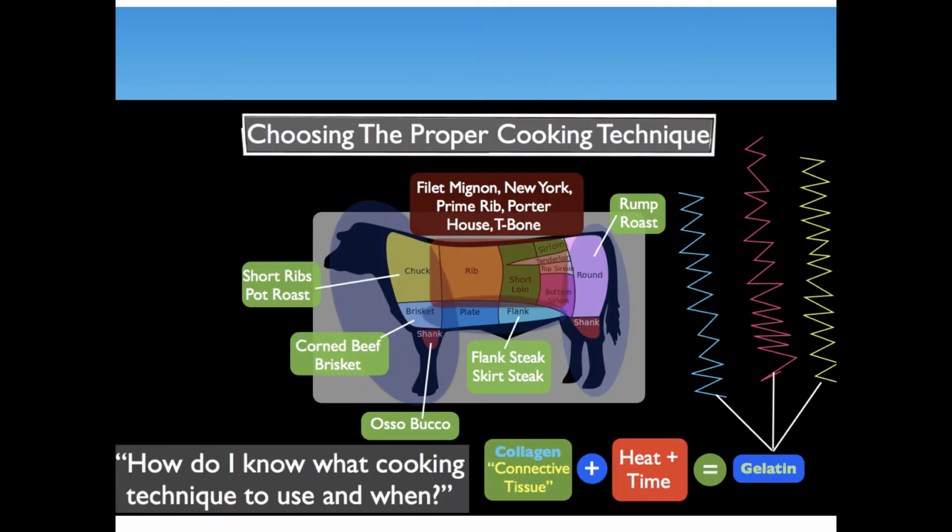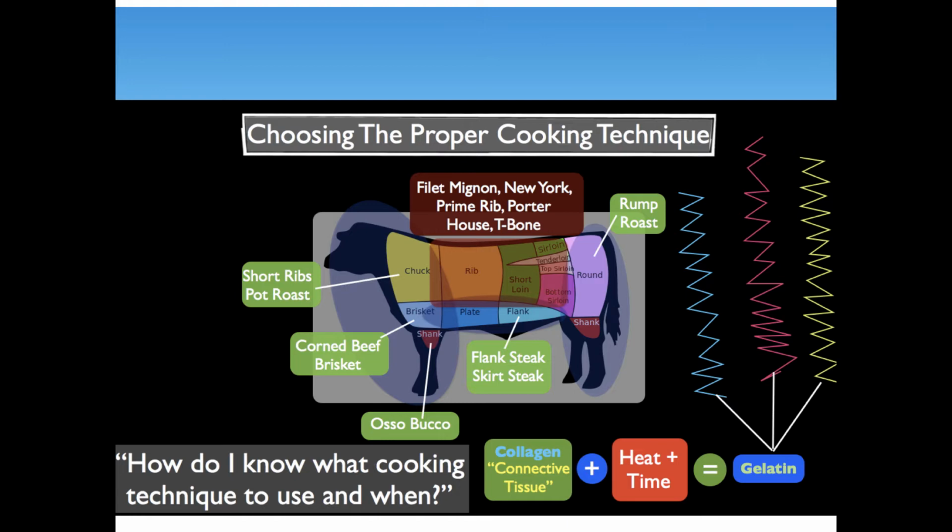So I put up this chart, and obviously this is a cow or a steer. You've got the chuck, the rib, the short loin, the sirloin, tenderloin, and the round. It's different cuts of meat, but depending on where that cut is coming from, it will also help determine the cooking method.